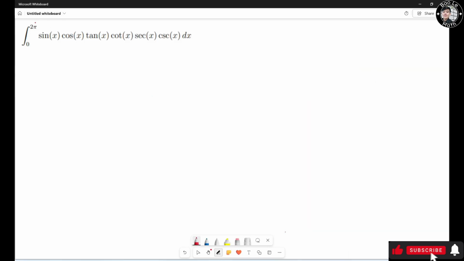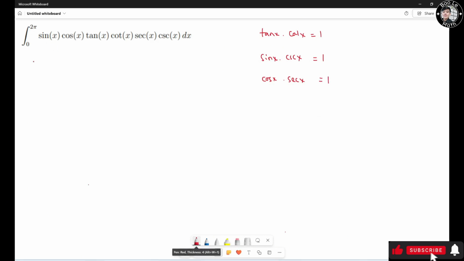The integral from 0 to 2 pi of sine s, cosine s, tangent s, cotangent s, secant s, cosecant s, ds. Alright. Now we have tangent s times cotangent s equals 1, right? We have sine s times cosecant s equals 1, right? We have cosine s times secant s equals 1, right?